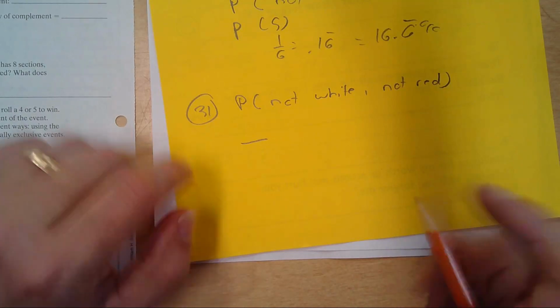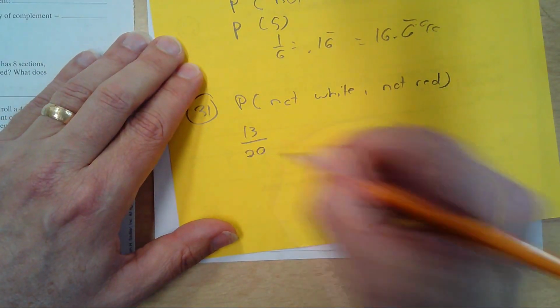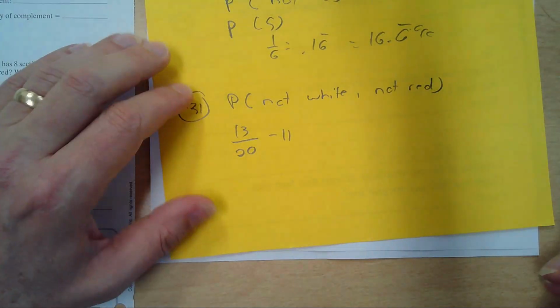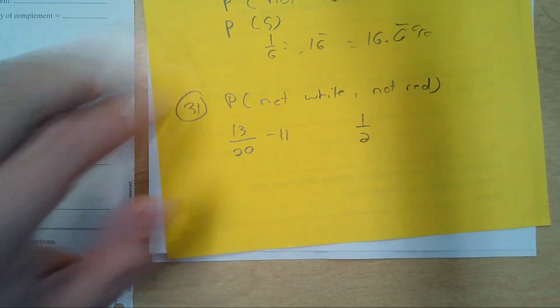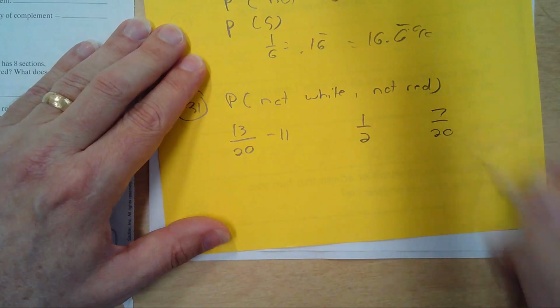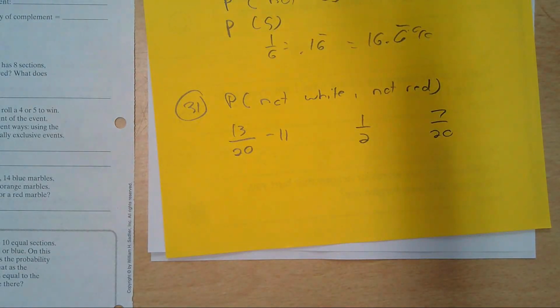Simplified, 13 over 20. 13 over 20. Got that. Same? 1 half. 1 half. I got 7 over 20. 7 over 20. Okay. So let's see what we got.